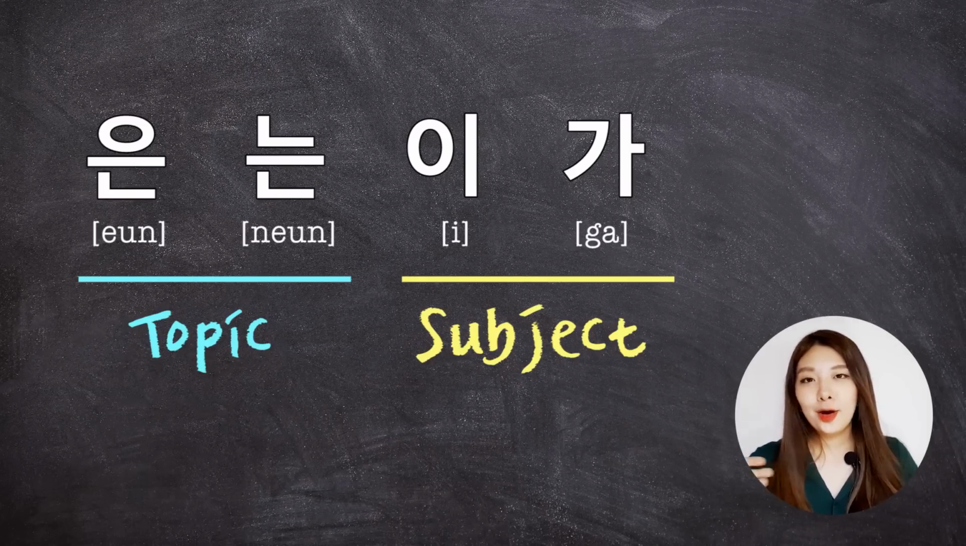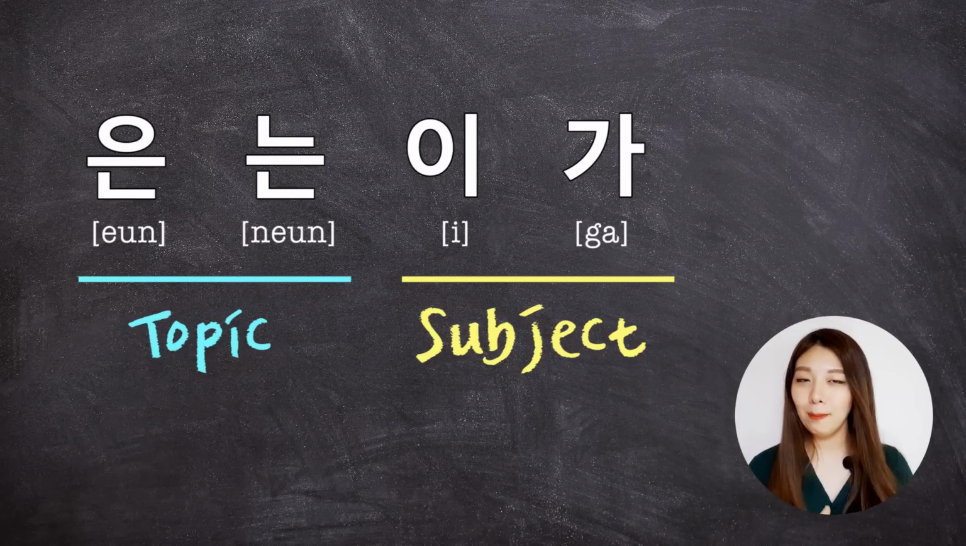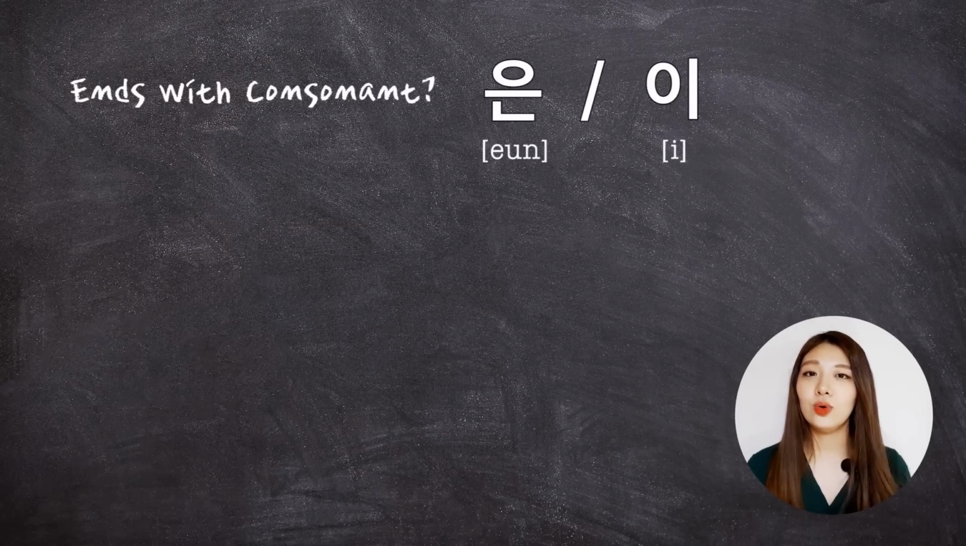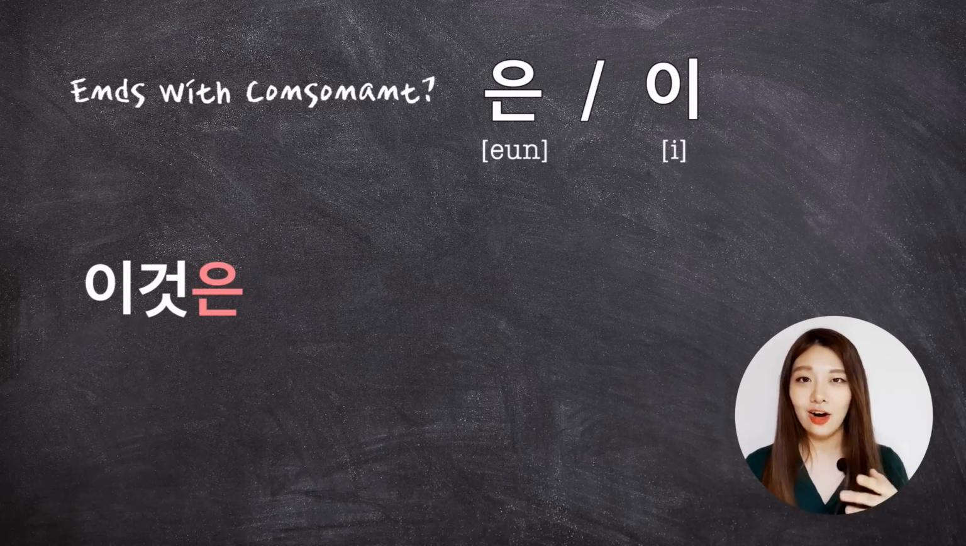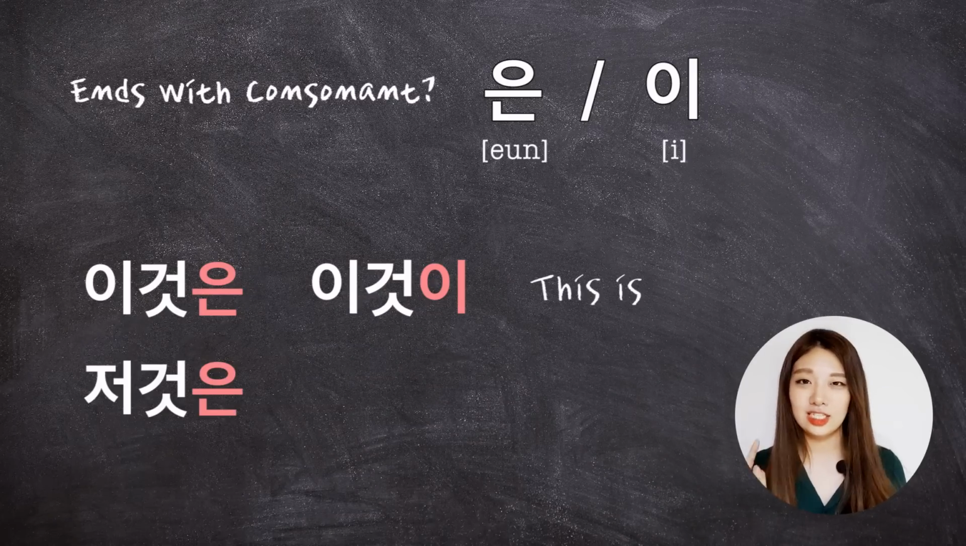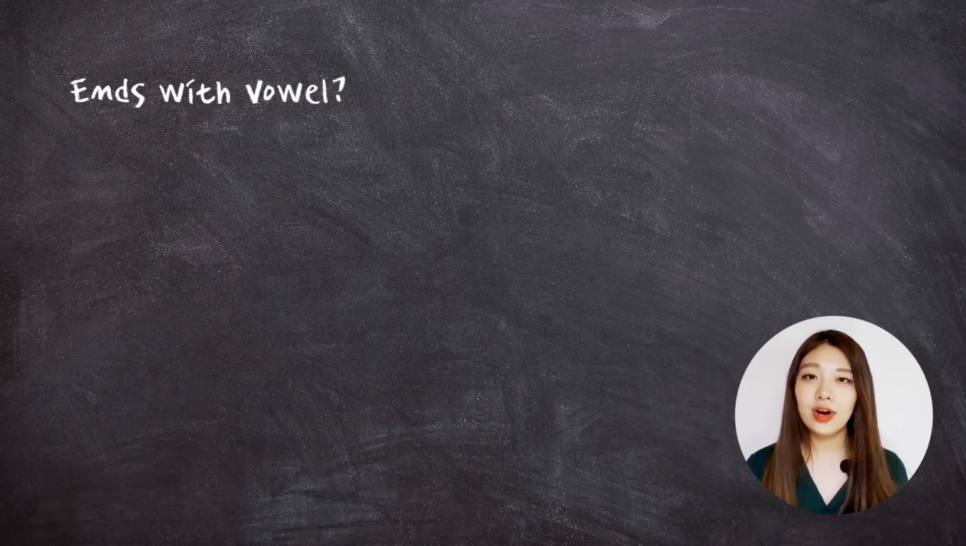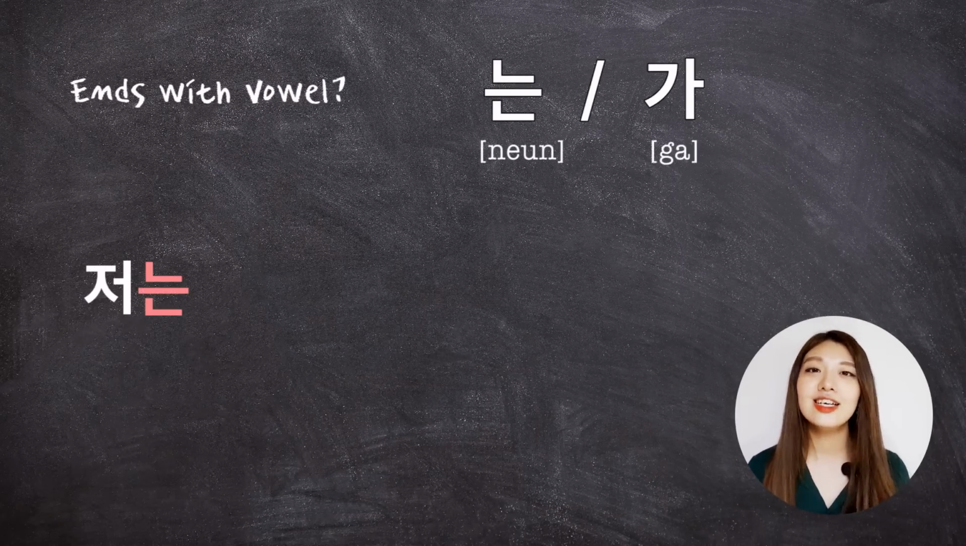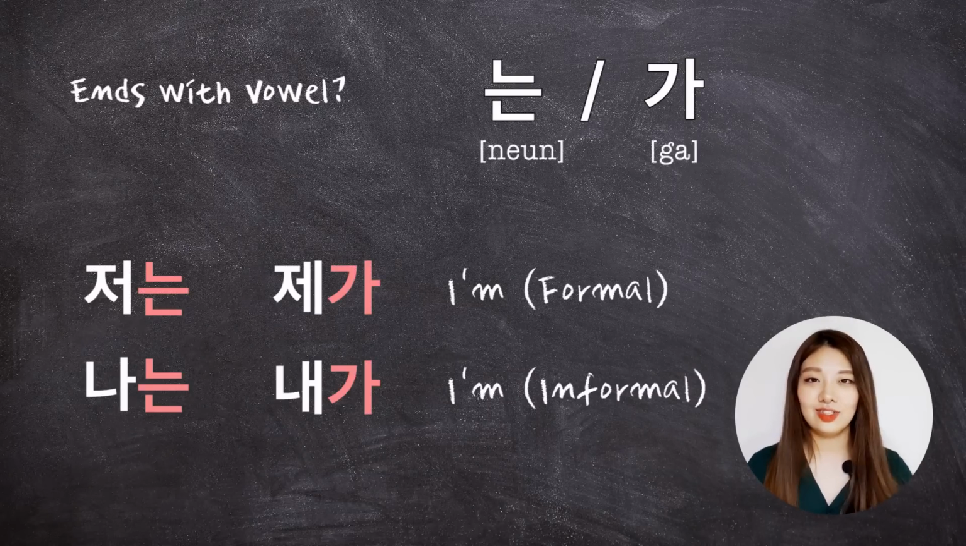So what we are talking about is related to the topic markers 은 and 는, and the grammatical subject is related to the subject markers 이 and 가. If the word ends with a consonant, 은 or 이 should be attached, like 이것은, 이것이, 저것은, 저것이, and so on. And if the word ends with a vowel, 는 and 가 should be attached, like 저는, 제가, 나는, 내가, etc. Okay, you have to remember this. And there are also a lot of features of 은는이가, so let's take a look at them one by one.